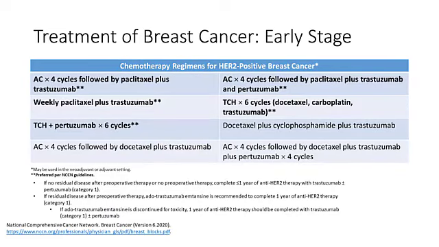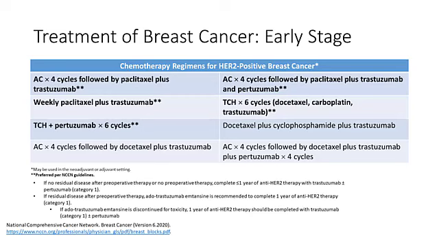This table shows chemotherapy regimen options for HER2 positive breast cancer in the early stage setting. The regimens that are in bold are indicated as preferred by the NCCN. And I'd also like to point out here that these regimens can also be used in the neoadjuvant or adjuvant setting per the NCCN guidelines.